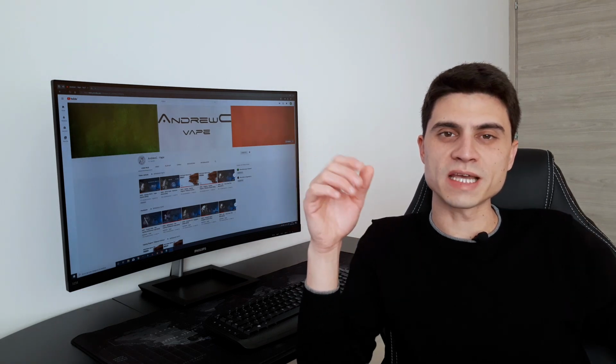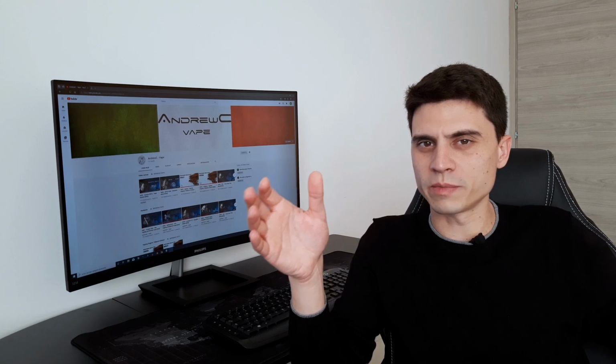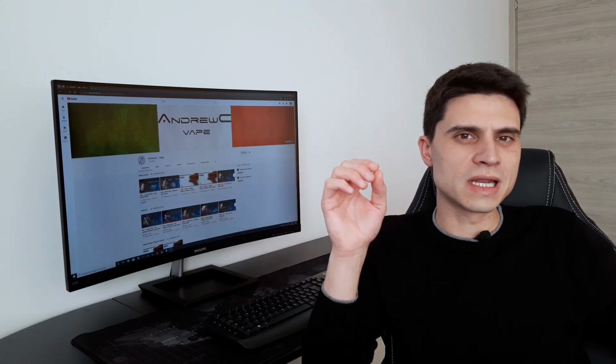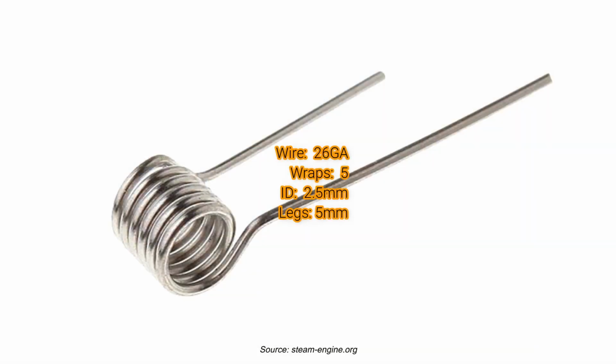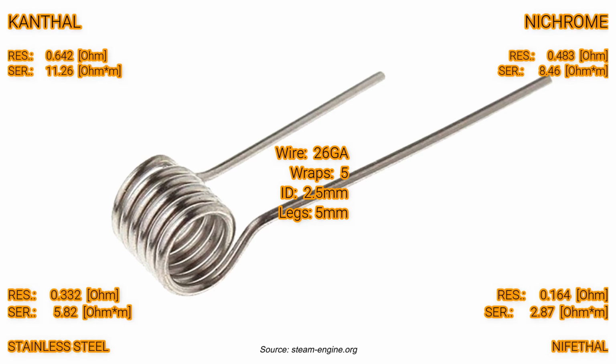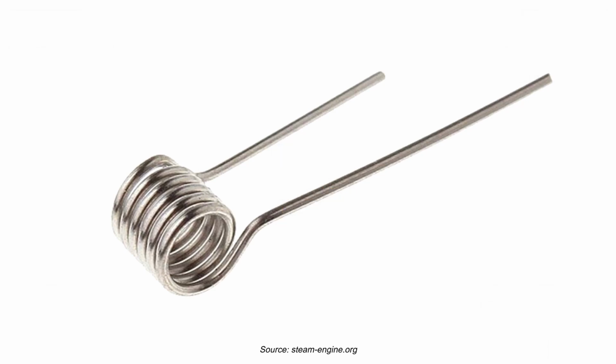The best way to fix ideas, in my opinion, is to transform them into something more practical. So, let's try to fix some numbers. Let's consider a 5 wraps coil with inner diameter of 2.5 mm, no spacing between the wraps, and with 5 mm legs. The wire we use is a 26GA. As you can see, the final resistance value varies by varying the material considered, and the materials listed in this video have 4 different specific electrical resistance values.